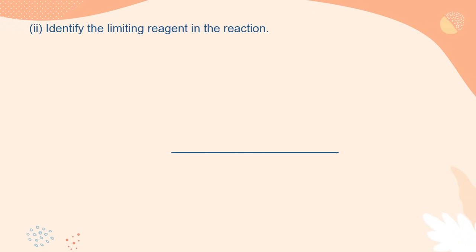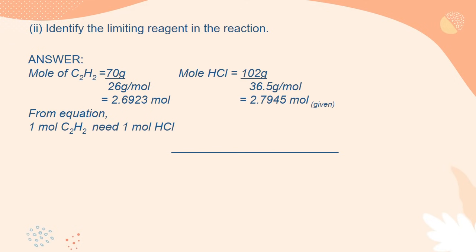We go to question number 2. Identify the limiting reagent in the reaction. Okay, so to determine limiting reagent, firstly, you must calculate number of mole for each reactant. Now we have mole of ethane gas, 70 grams divided by 26 grams per mole. So you get mole of ethane gas 2.6923 mole and mole HCl 2.7945 mole.